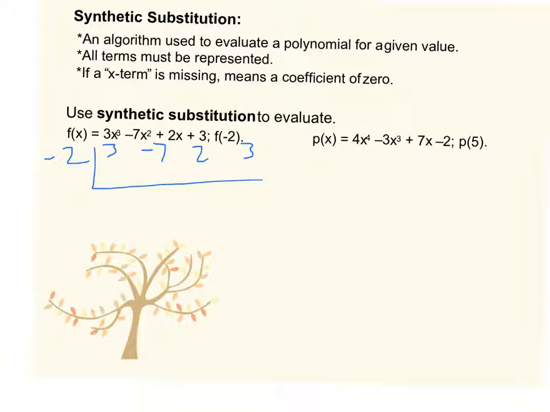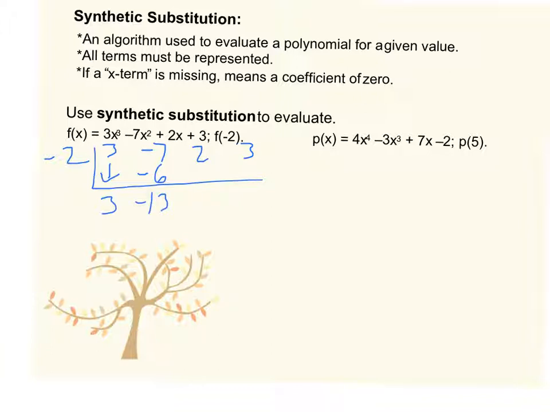because I don't have to deal with any of the x's or the exponents. But here's how it works. I start by bringing down this 3, which I started with because that was the coefficient in front of x to the third. Bring down the 3, and then I multiply it by negative 2, and I get negative 6, which is what I put there. Negative 7 plus negative 6 is negative 13. Okay, so I add those two.